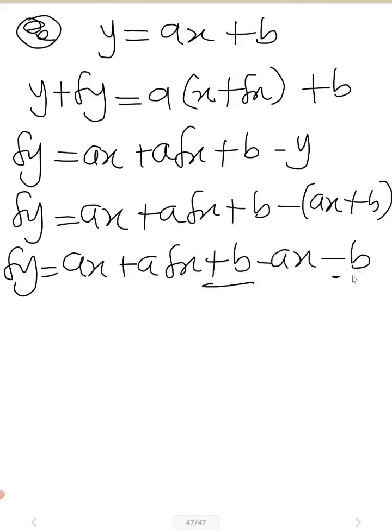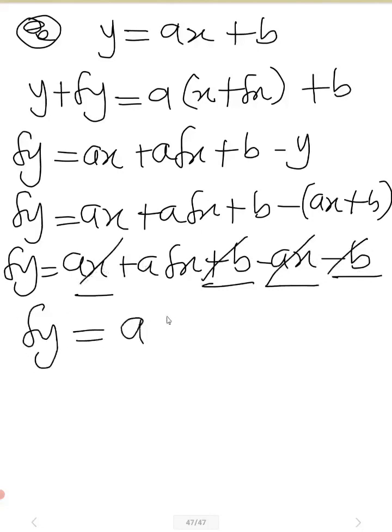So this one and this become 0. Ax and ax will also become 0. We call them cancel, but they are not cancelled like that. When you just add them together, they become 0. So what remains is a change in x.